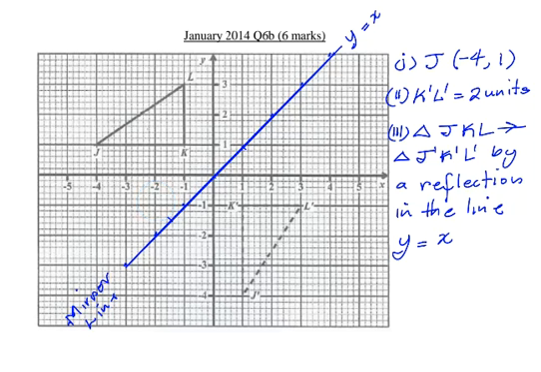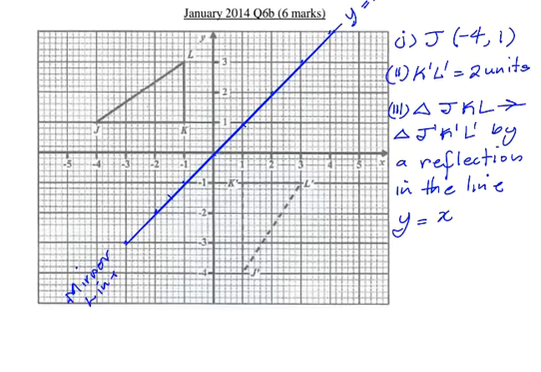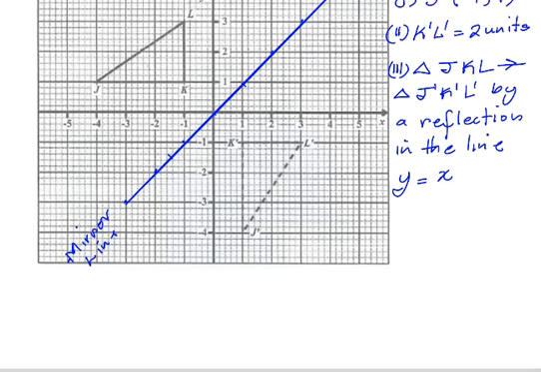All right, the last part of the question says, state the coordinates of triangle J double prime, K double prime, L double prime, the image of triangle JKL under the translation by the vector (5, -3). So we're asked to state the coordinates of J double prime, K double prime, L double prime, the image of triangle JKL under the translation by the vector (5, -3).